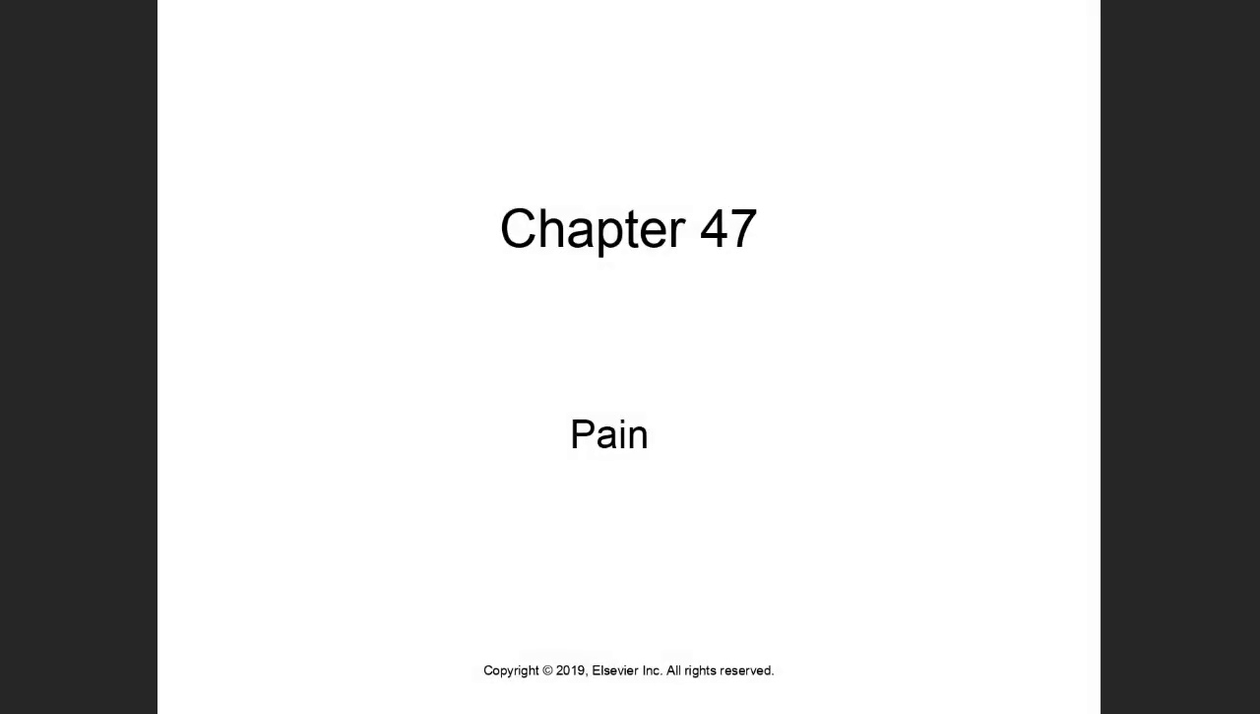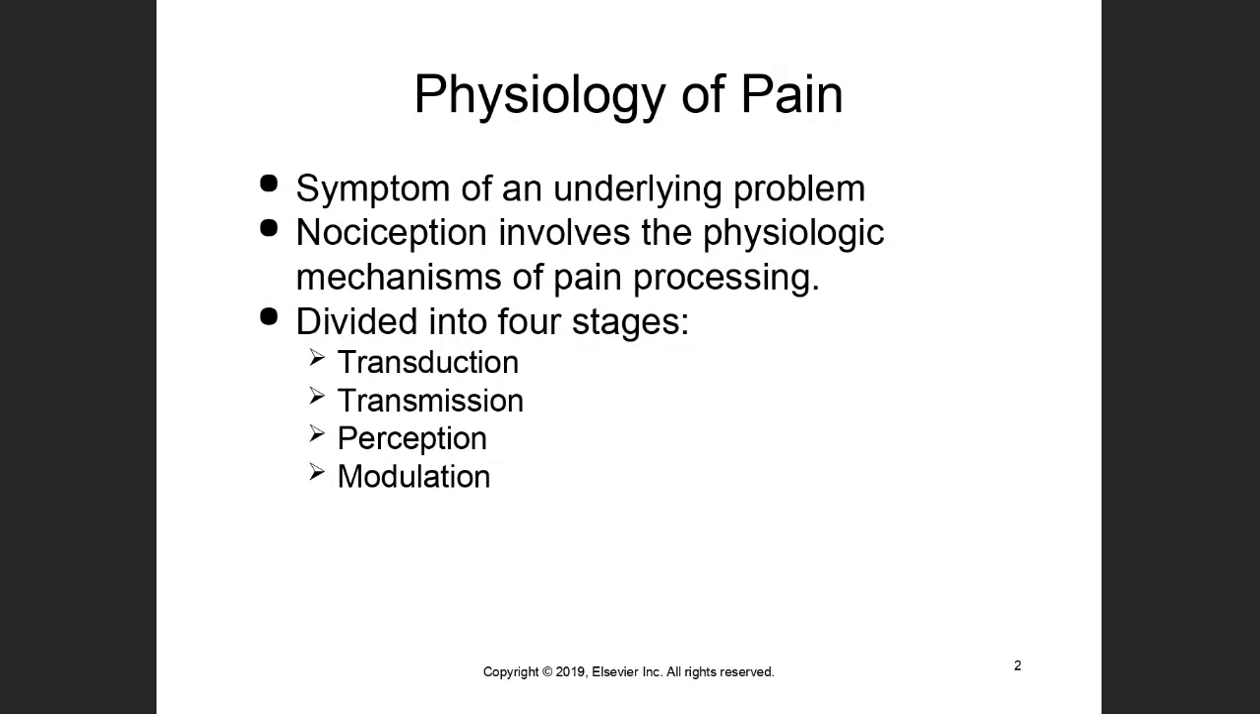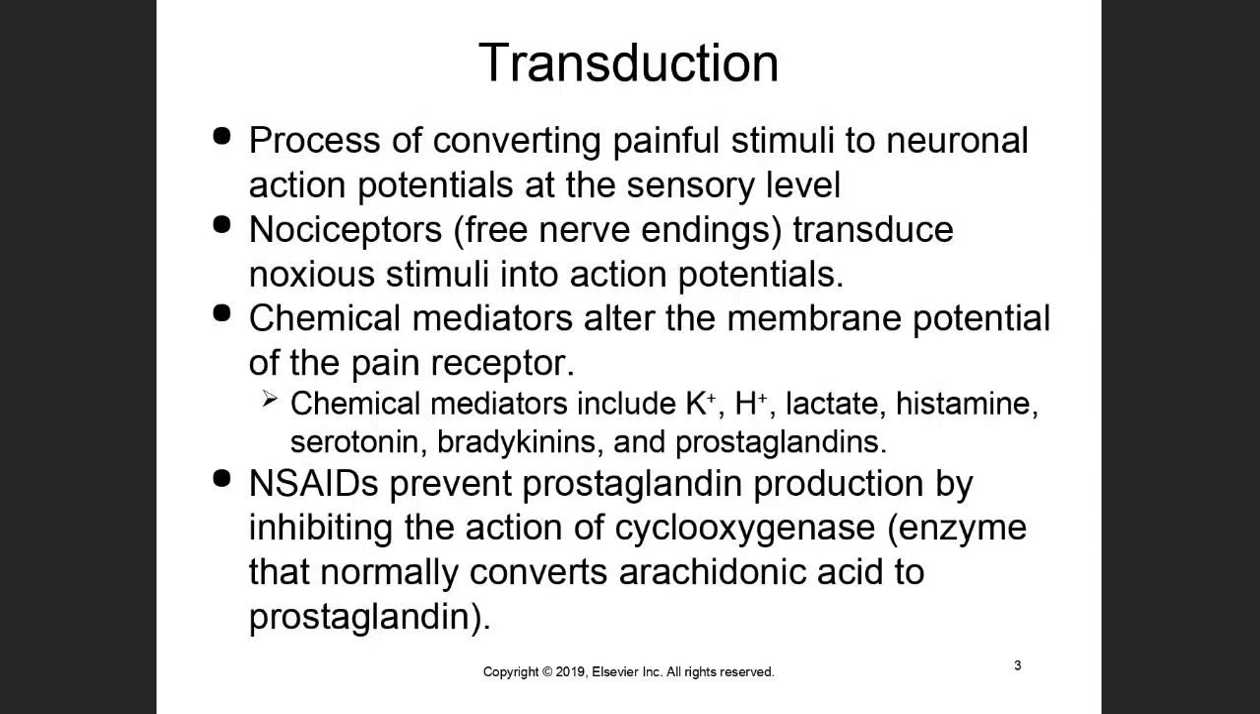Chapter 47 is about pain. Okay? Physiology of pain, symptom of underlying problem. Diagnosis sections involve the physiology, mechanism of pain processing, divided into 4 stages: transduction, transmission, perception, and modulation. Transduction is the process of converting from stimulus to neurological action potential at the sensory level.